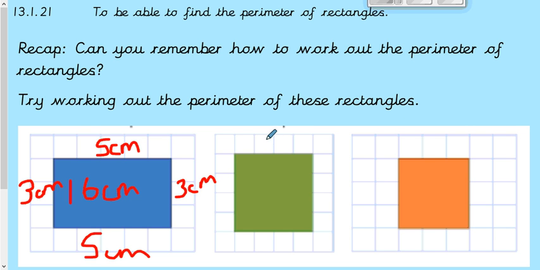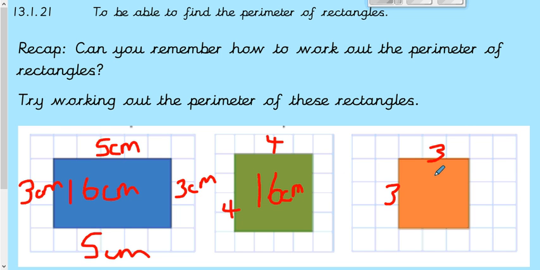Okay, answer time then. This one, you have 1, 2, 3, 4 up here, and 1, 2, 3, 4 here. So it's a square. So I know that it's going to be 4 times 4 because there's 4 lots of 4 on the outside of this, which I know is 16. That is also 16 centimetres. This one, we have 3 and again 3 because you can see it's a square.